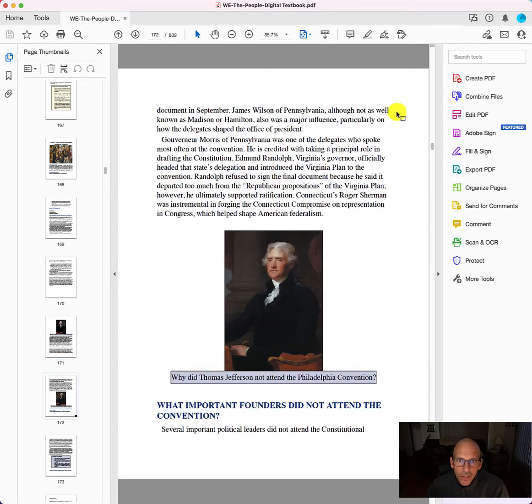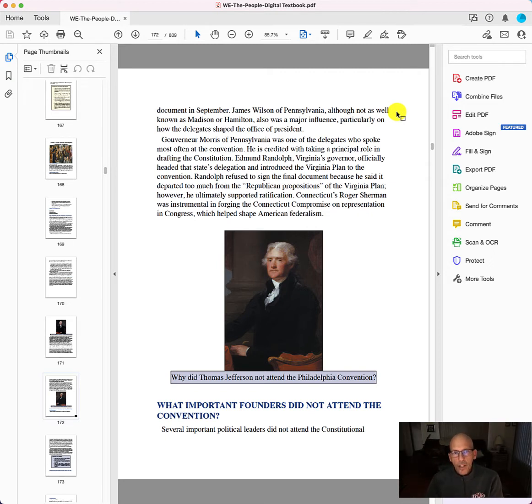James Wilson of Pennsylvania, although not as well known as Madison or Hamilton, was also a major influencer, particularly on how the delegates shaped the office of the president. Governor Morris of Pennsylvania was one of the delegates who spoke most often at the convention. He is credited with taking the principal role in drafting the Constitution.